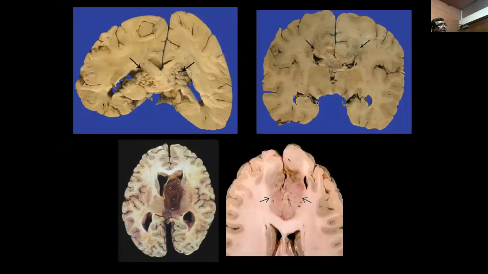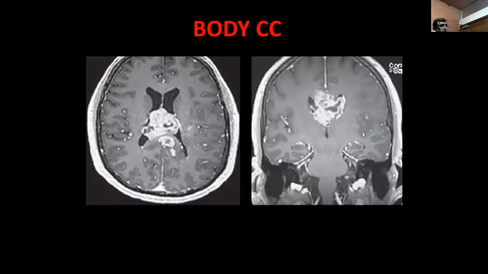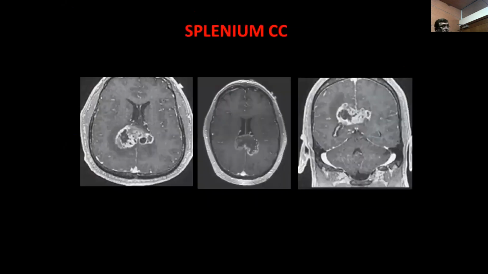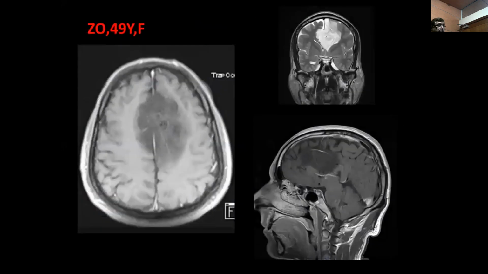Like this, the tumor is involving the corpus callosum and the anterior part of the corpus callosum, called the genu. Could be small, it could be large. Could be involving the central part of the corpus callosum, called the body. It could be taking the posterior part, which is called the splenium. And these are my cases of glioblastoma multiforme, again representing the facts which I mentioned.